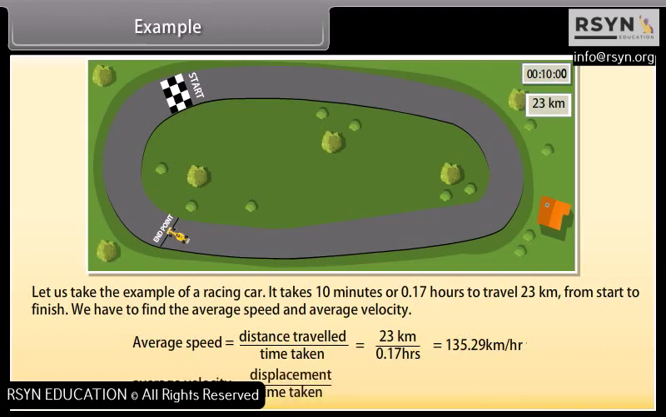Similarly, average velocity is displacement divided by time taken. We can see in the picture that displacement is 4 kilometers. Therefore, average velocity is equal to 4 kilometers by 0.17 hours, which is equal to 23.53 kilometers per hour.